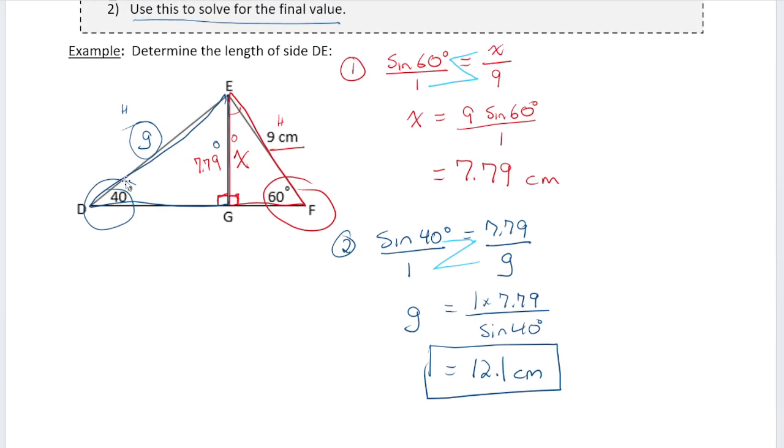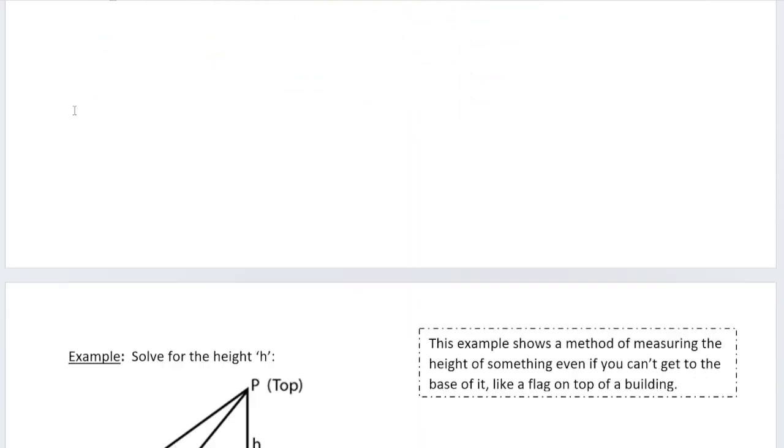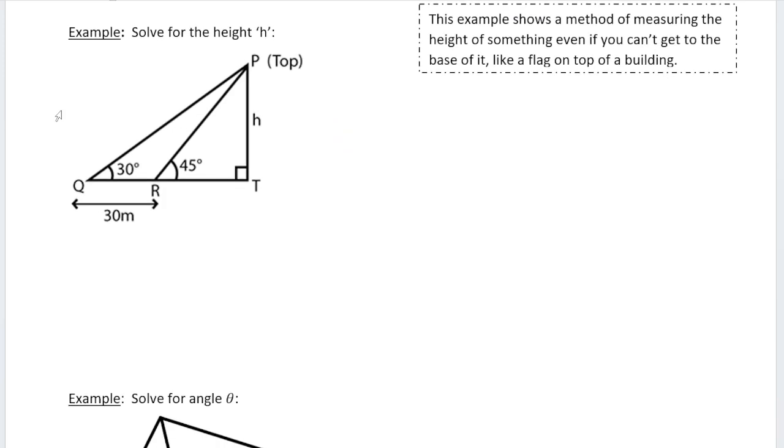So this one was nice. It was both trig ratios, but the important thing is to get the flow. I'm going to use one triangle to find a piece of information about the second triangle so I can solve the second one. Now, when they're not just trig ratios, they get a little more complicated.